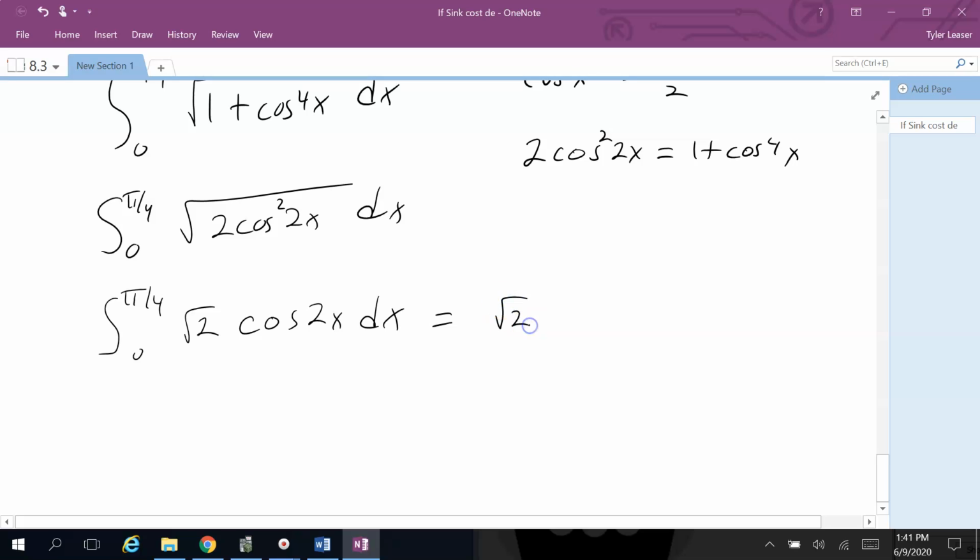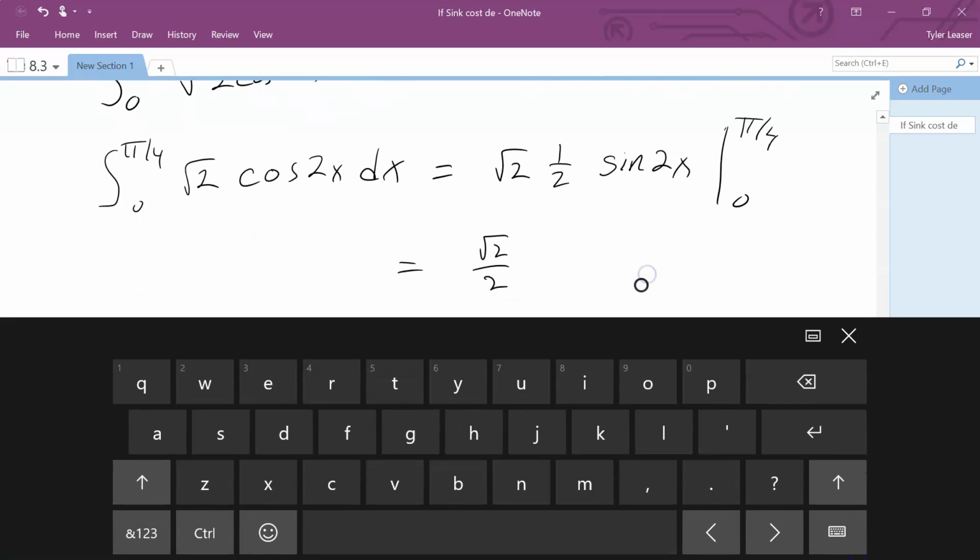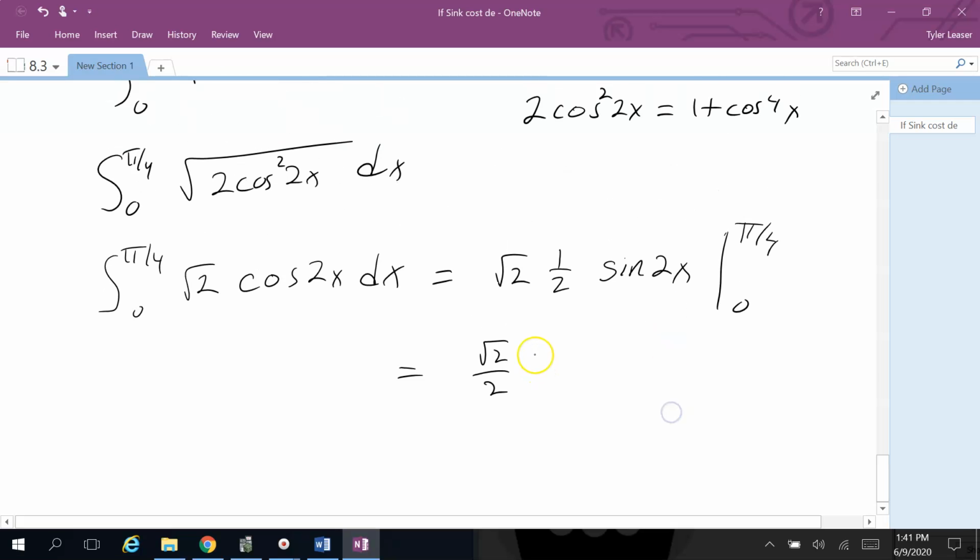So we have the square root of 2 that's out in front. We're going to bring that 2 out as a 1/2, and then the antiderivative of cosine is sine. That we're going to evaluate from 0 to pi over 4. So we have this root 2 over 2 out in front. If I plug pi over 4 in, pi over 4 times 2 is pi over 2. Sine of pi over 2 is 1. That's going to be minus root 2 over 2. If I plug 0 in, sine of 0 is just 0. So it looks like I just get root 2 over 2.